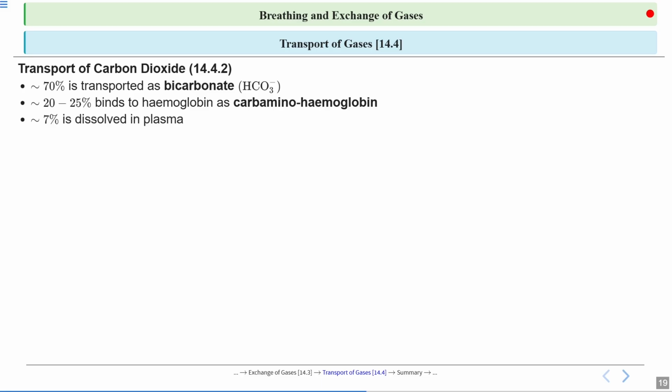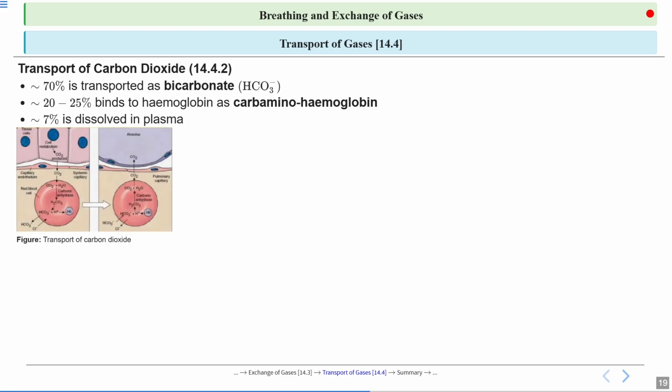7% is dissolved in plasma. Now this is a very, very important data. Here you can see the oxygen is transported only by two means: once by the hemoglobin and another by the plasma, 97 and 3% respectively. For the carbon dioxide, 70% is transported as a bicarbonate ion, 20 to 25% as carbaminohemoglobin, and 7% as dissolved in plasma.